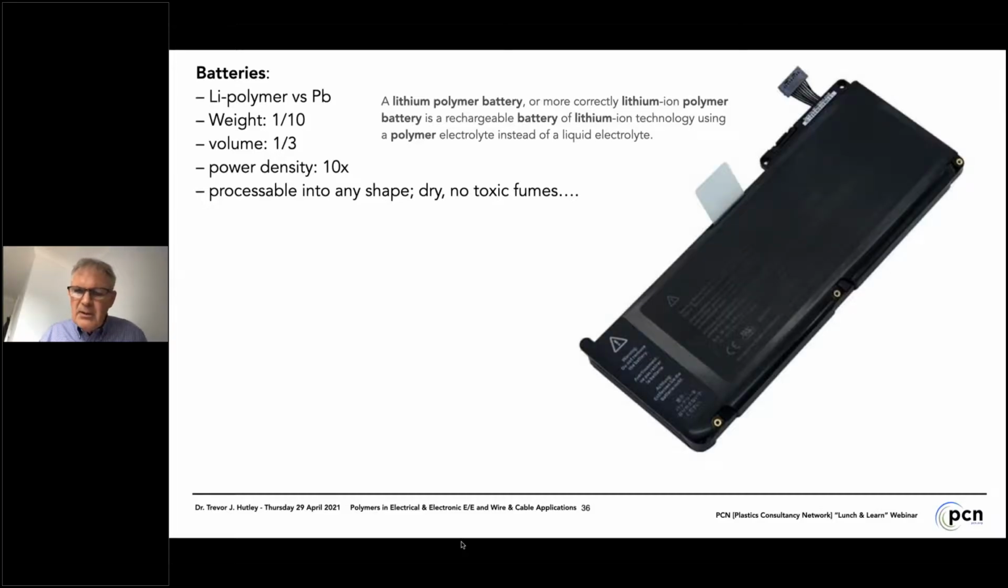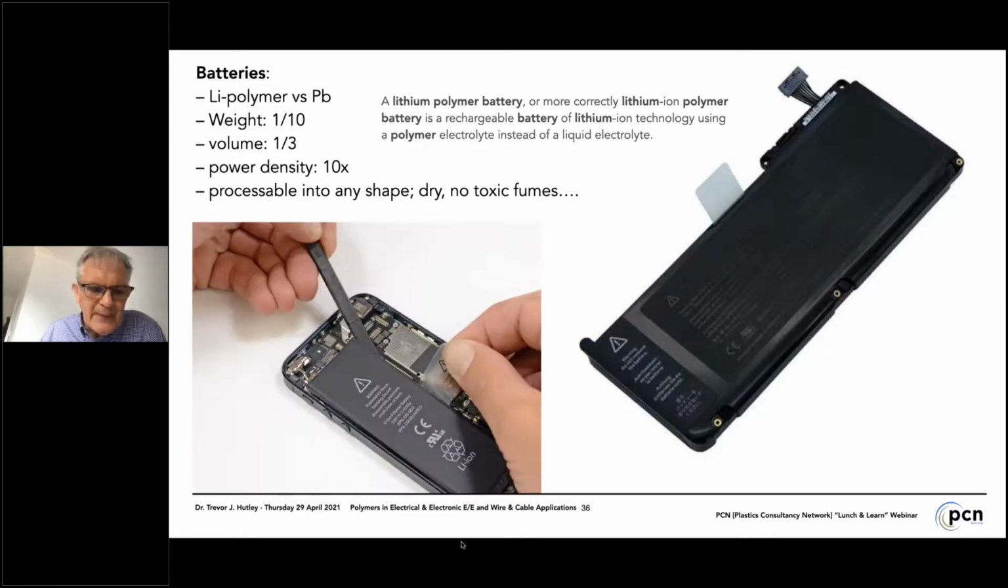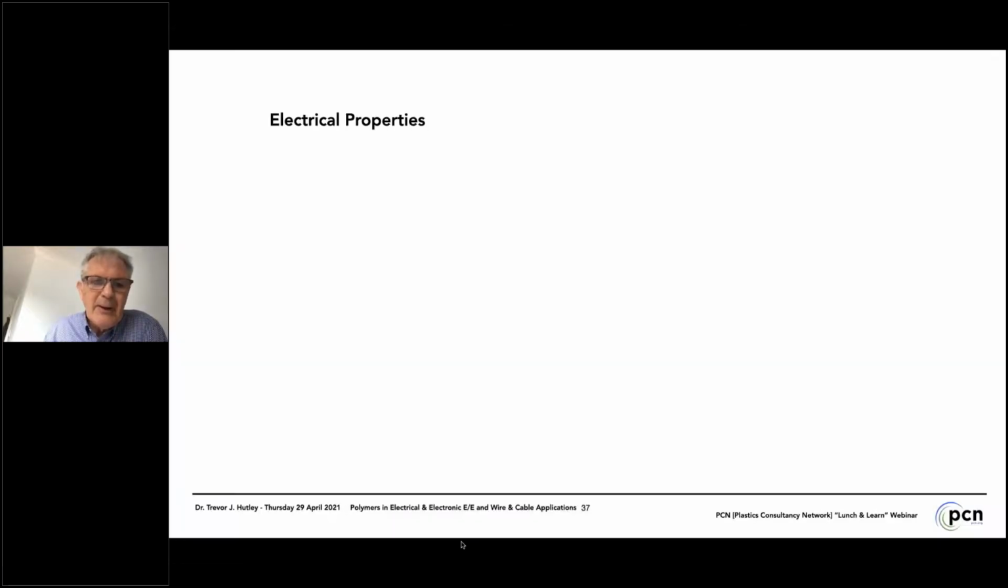So now they look like this. I recently replaced a battery in one of my other laptops. You see the connector at the top there, and in the phone also. So batteries are a big part of our life these days. Use polymer-based materials and connectors throughout.